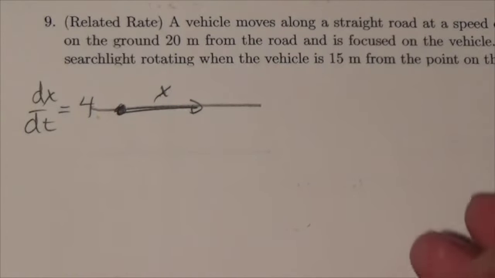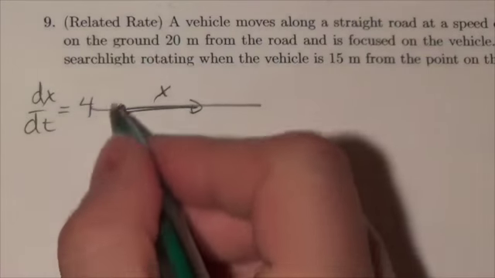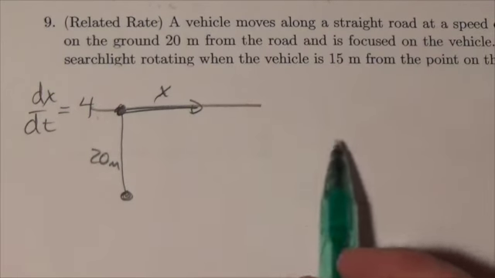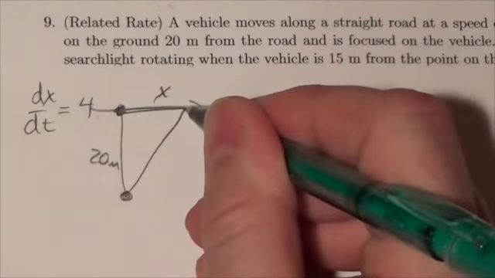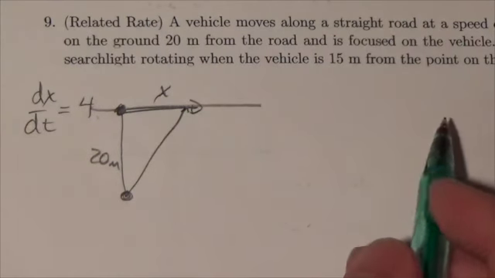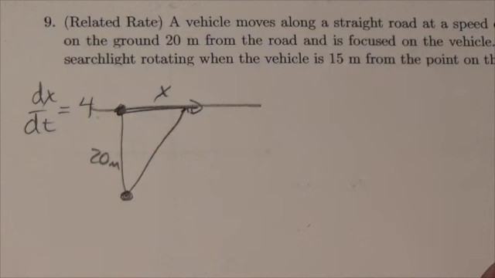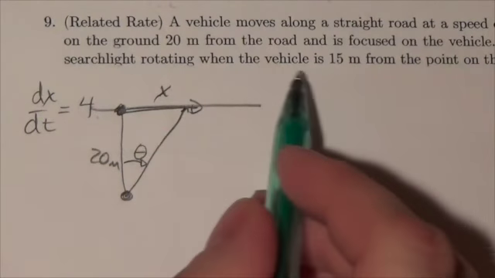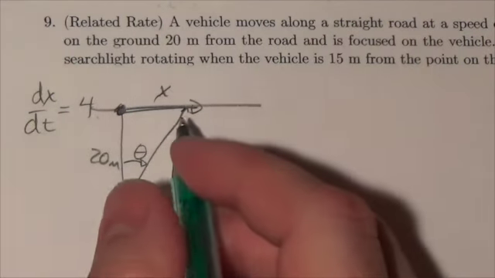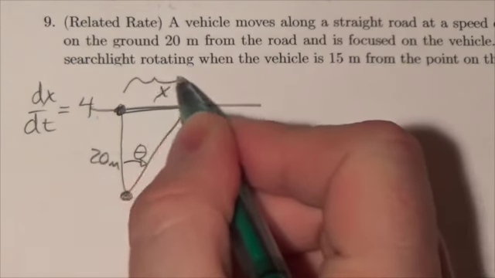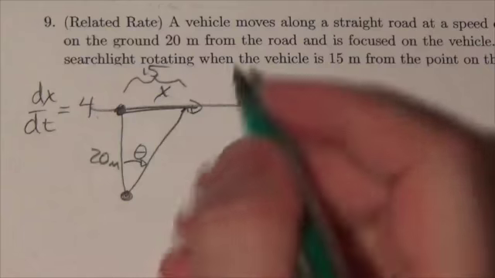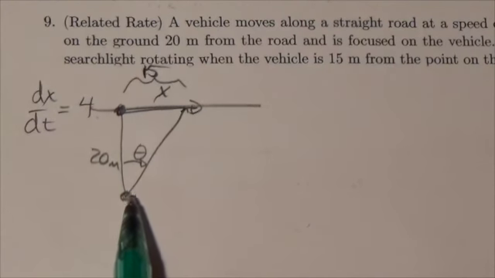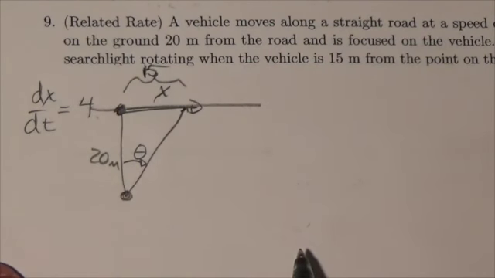Then it says a searchlight is located on the ground 20 meters from the road. So let's say somewhere down here is our searchlight, and this is going to be 20 meters, and it's focused on the vehicle. So that light is shining straight on that vehicle, and there's our triangle that we're trying to build here. At what rate in radians per second is the searchlight rotating? This is the angle of rotation, when the vehicle is 15 meters from the point on the road closest to the searchlight. In other words, we're given that this is now going to be 15, for some specific moment. And at that moment, I am interested in what dθ/dt is, the rate of rotation.